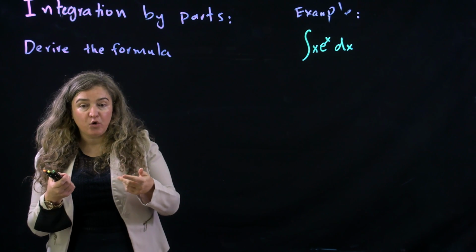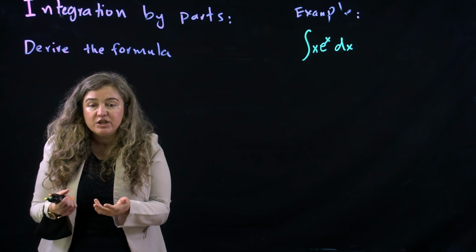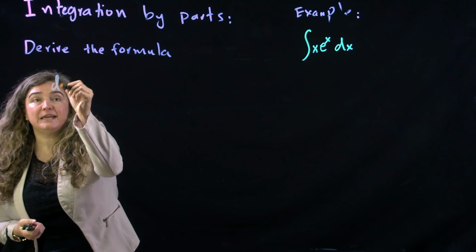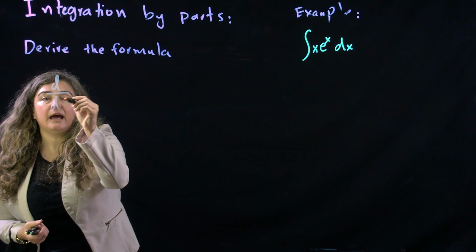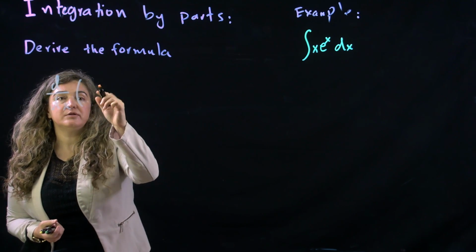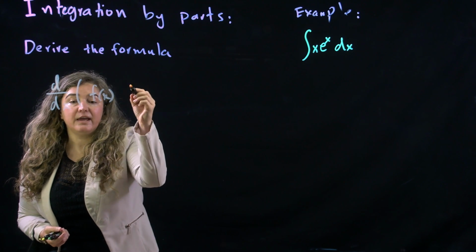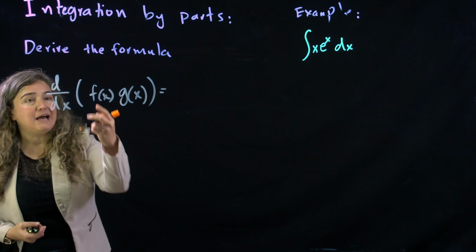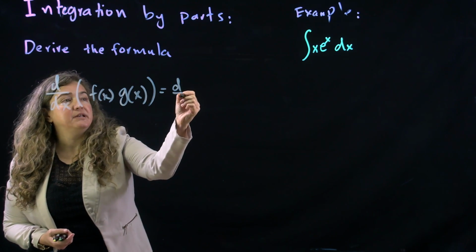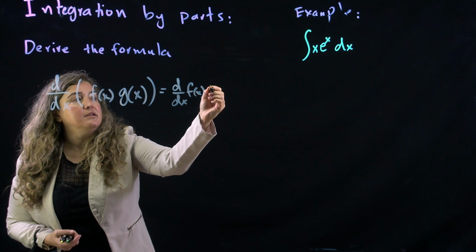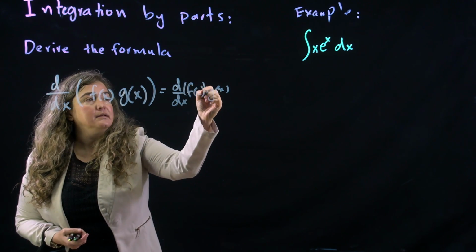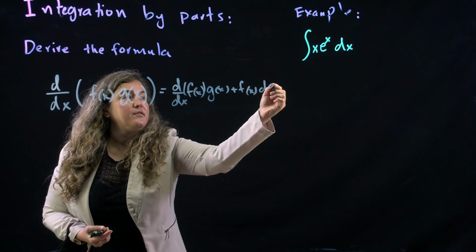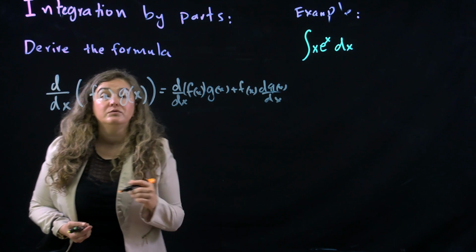First of all, what is this? We know that there is no product rule for integration, but the product rule for derivatives can be reversed somehow. Let's say we're taking the derivative of f of x times g of x, and that's the product rule. It would be the derivative of f of x times g of x, plus f of x times the derivative of g of x with respect to x.